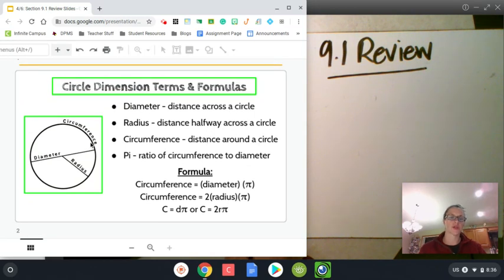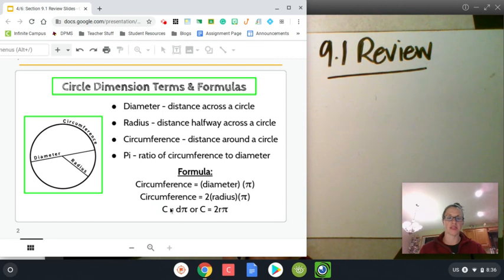Circumference of a circle. Circumference is the outside or the perimeter of a circle. The diameter is the distance across the circle going through the center point. The radius is the distance halfway across the circle. And pi is the ratio of the circumference to the diameter. Our formula for circumference is circumference equals diameter times pi, or because 2 radius equal 1 diameter, I could also say circumference equals 2 times the radius times pi.